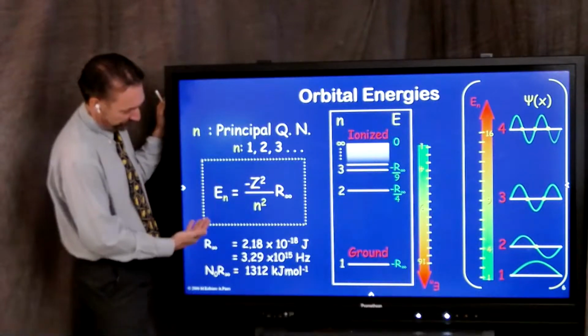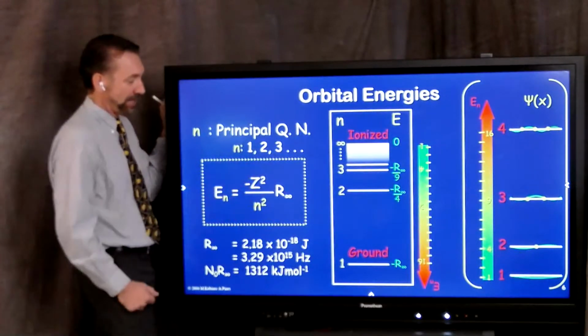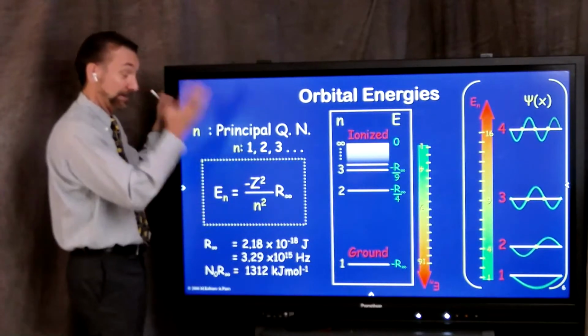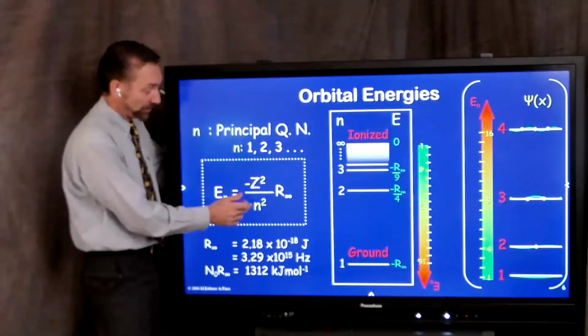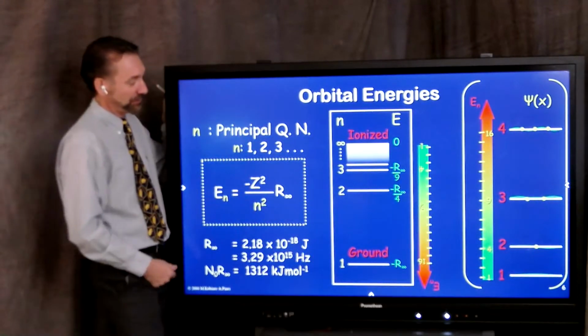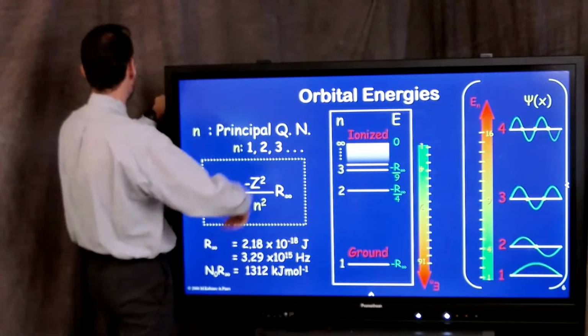So we got the values of the Rydberg constant, the general relationship: Z squared over n squared, with a minus sign indicating we're all less than zero. Z is the charge on the nucleus, n is the principal quantum number.